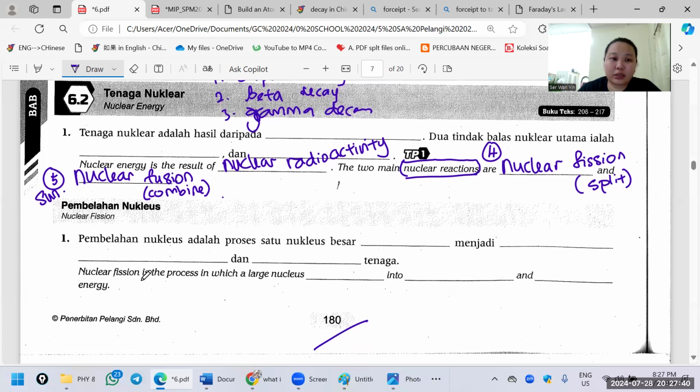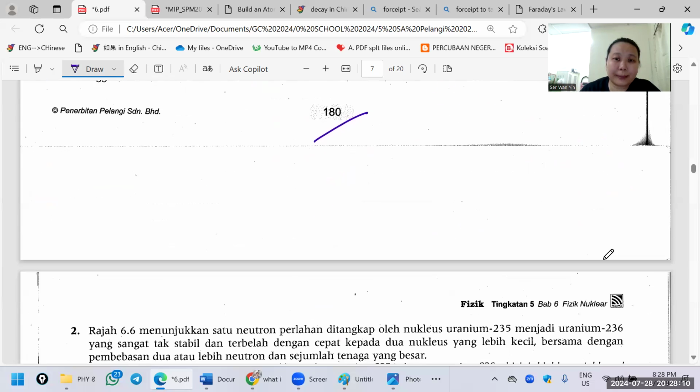Okay, nuclear fission is the process in which a large nucleus splits into a few particles and releases nuclear energy.